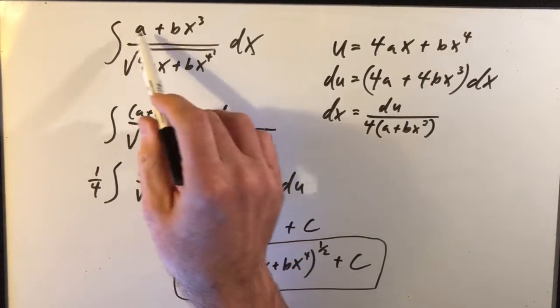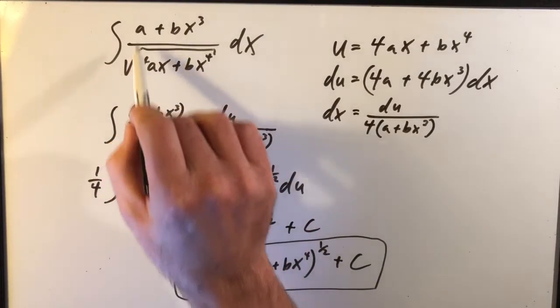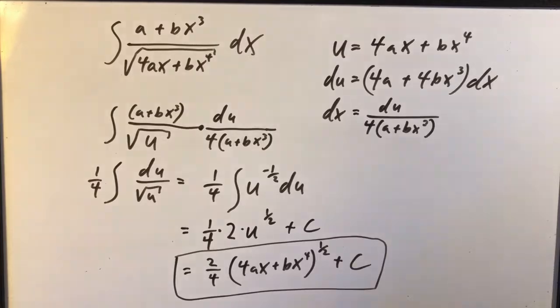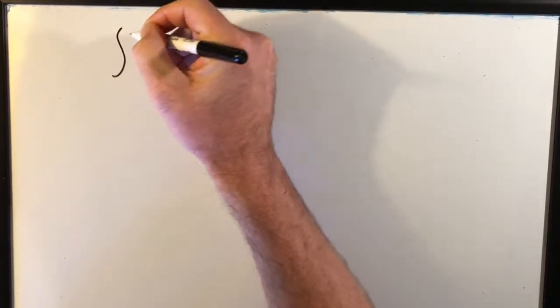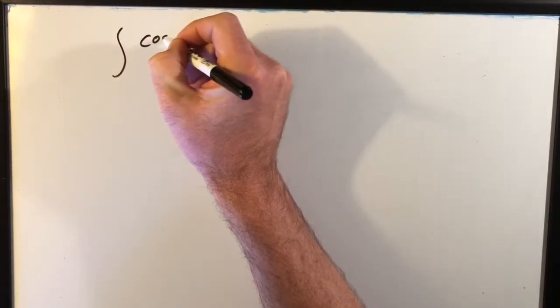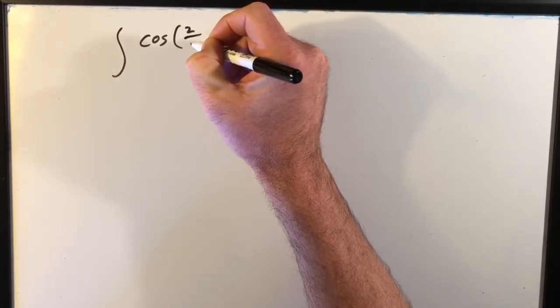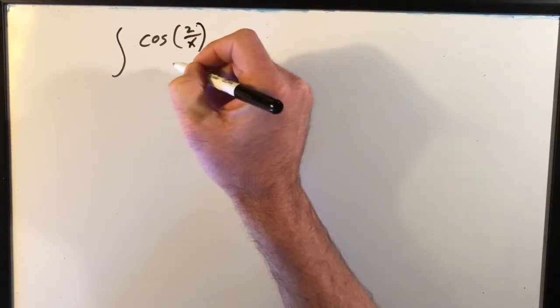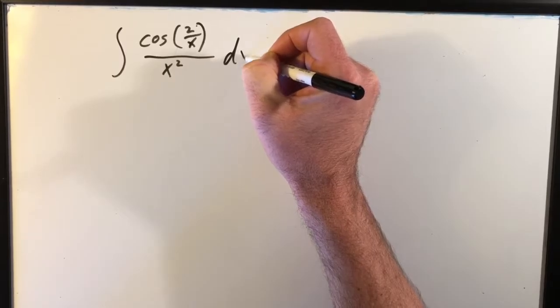Sometimes you might want to look at separating because you have a plus sign in the numerator. You can put the denominator over that component and that component. In this case, it didn't make sense to do that. We kept it simple. So the next problem I want to do is let's start introducing a simple trig function. Let's take cosine of 2 over x, and then we'll put that over x squared dx.